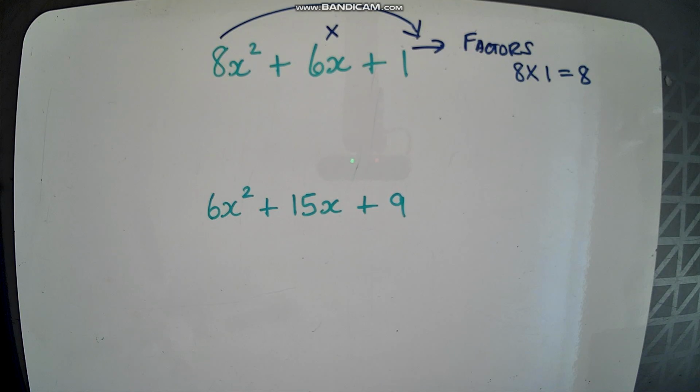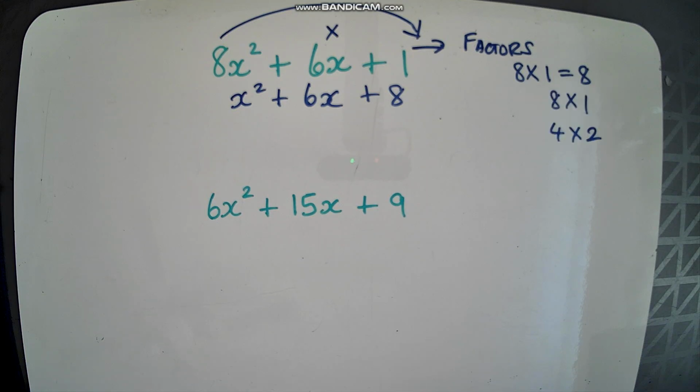The first step is to multiply the 8 times the 1. 8 times 1 is 8, and then rewrite all of this in pencil. Notice that the blue ink is pencil work. Now, factorize this like a normal trinomial. Notice there's no number in front of x squared.